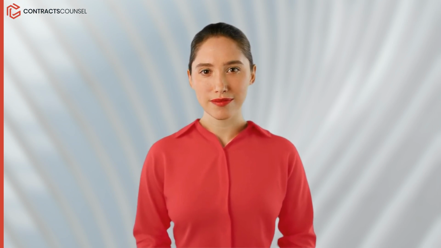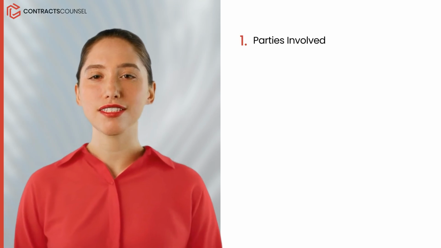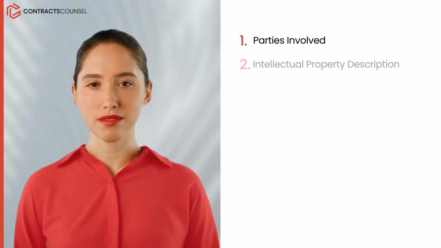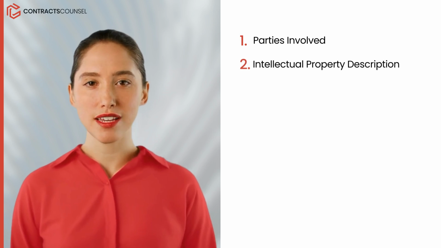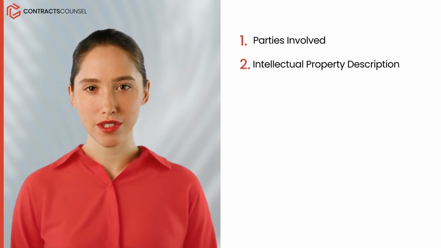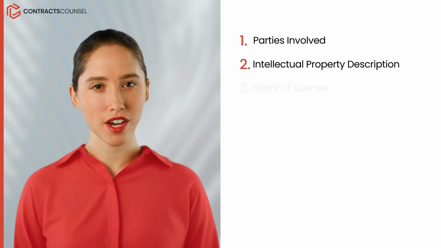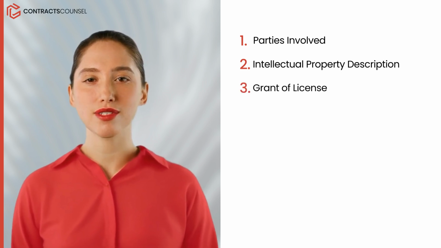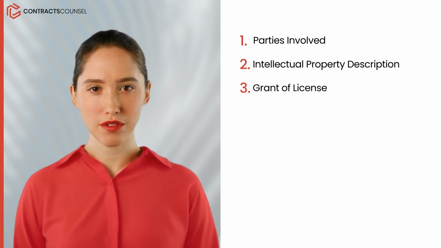Intellectual property license agreements contain numerous vital terms that you need to be familiar with. Here are some key terms to look for. 1. Parties involved. Confirm the full names and details of all parties involved in the agreement are accurately presented. 2. Intellectual property description. Clearly identify the intellectual property being licensed, including any registration details if applicable. 3. Grant of license. Review the section that explicitly defines the rights granted, including territory and scope of use.